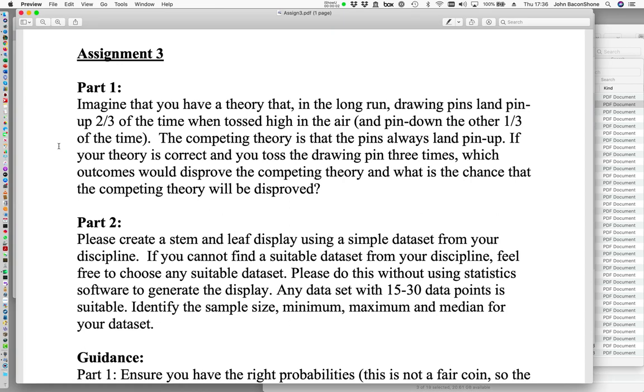Hi, so this is the video that takes you through the third weekly assignment. So this assignment also has two parts. The first part is to check your understanding of probability and hypotheses.